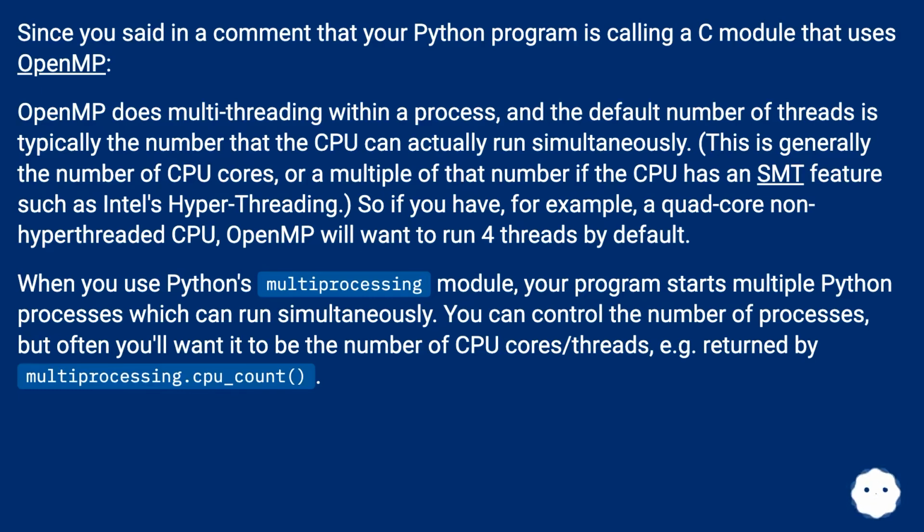When you use Python's multiprocessing module, your program starts multiple Python processes which can run simultaneously. You can control the number of processes, but often you'll want it to be the number of CPU cores/threads, e.g. returned by multiprocessing.cpu_count.